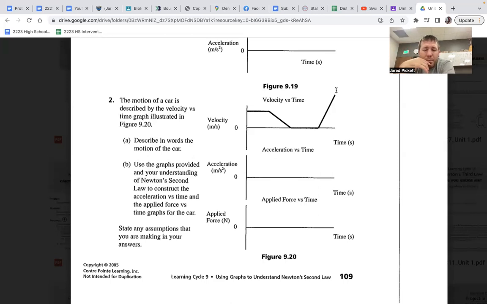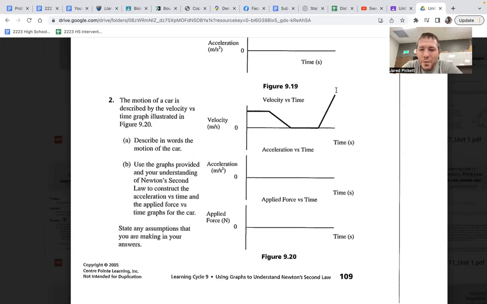Now with B, it says use the graphs provided and your understanding of Newton's second law to construct an acceleration versus time graph, and then applied force versus time graphs for the car, and state any assumptions that you're making in your answers. All right. Pause the video and work through those 2 graphs. All right, welcome back. It's magic time. Sorry, I'm going to mess with you guys.